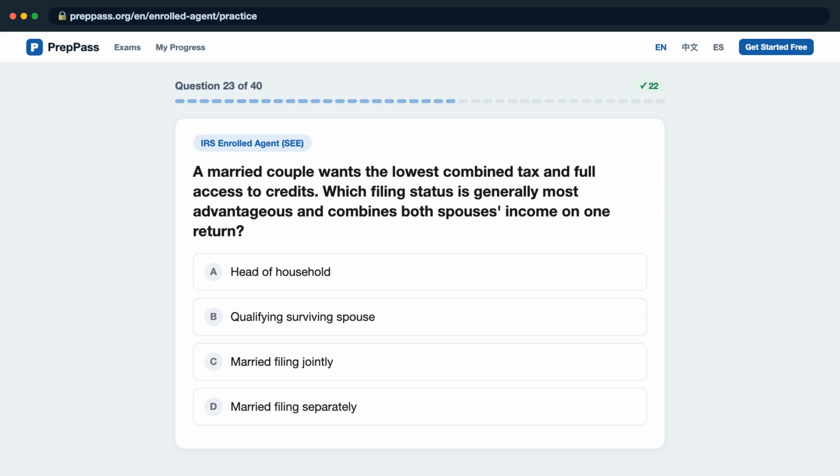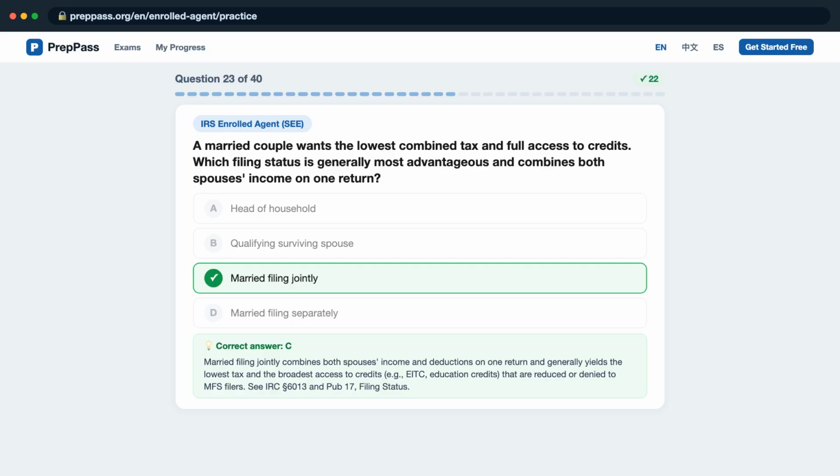Question 23. A married couple wants the lowest combined tax and full access to credits. Which filing status is generally most advantageous and combines both spouses' income on one return? Is it A, head of household? B, qualifying surviving spouse? C, married filing jointly? D, married filing separately? The correct answer is C.